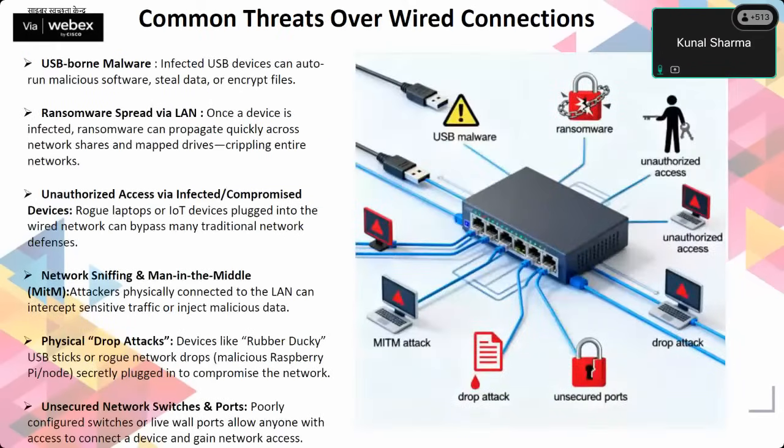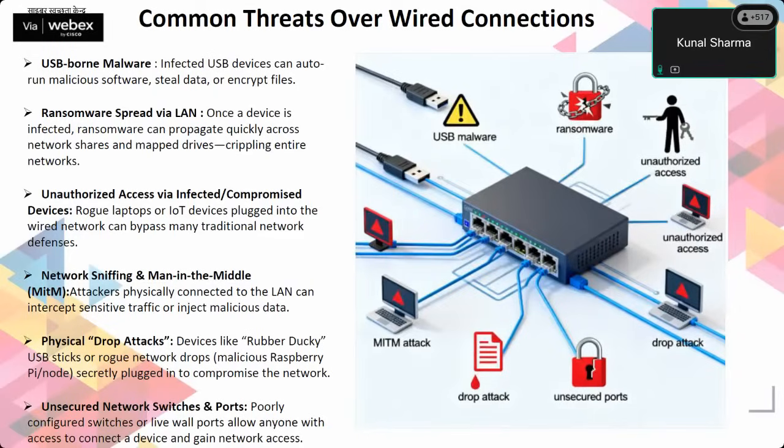So now in this slide, we'll go through some of the common threats that we have seen at the wired security level. The first and the simplest one is USB-borne malware, where an infected USB is injected into our systems, and then it adds payloads into our system and infects it, and then there is a propagation to other devices as well. The second one is ransomware spread via LANs.